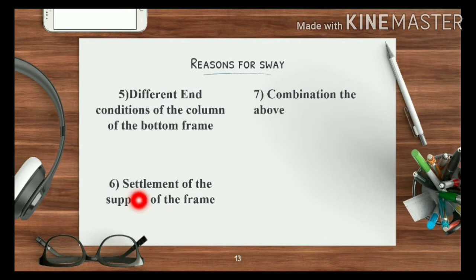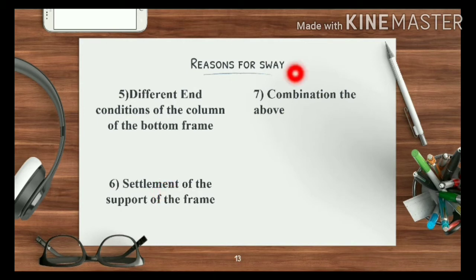Next one is settlement of the support of the frame. If the support A and support D are at the same level, there will be no sway. If there is a difference in the settlement, that is, if B support is settled by delta amount, that is, there is a difference in the support level, then the sway will occur.